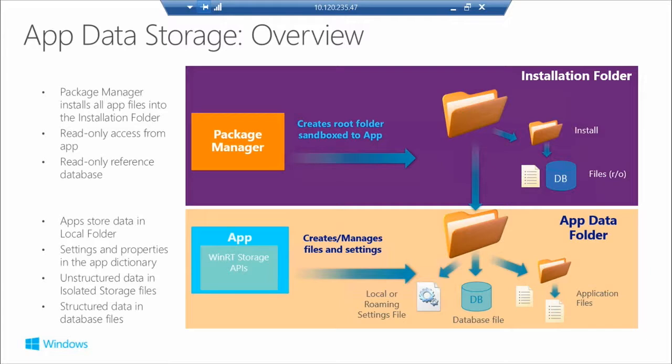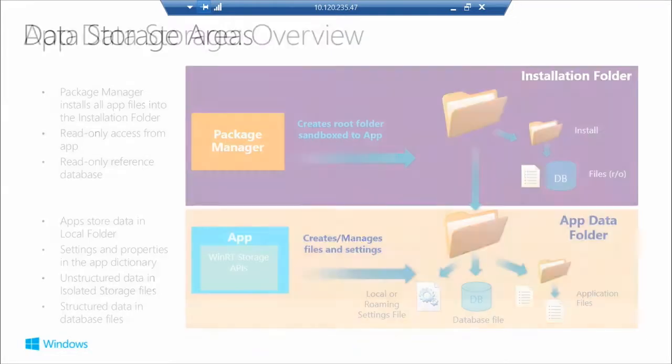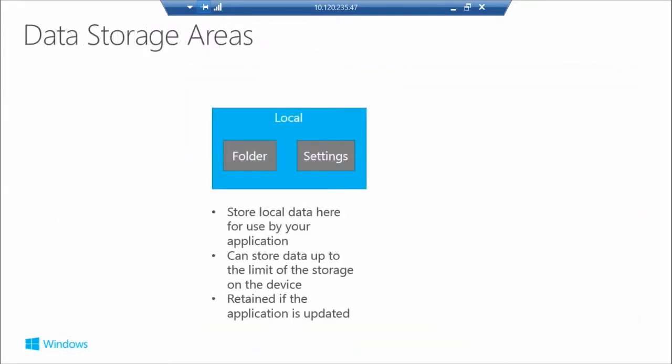More helpful for reading and writing are the application store data in the local folder. Here we can write settings and properties using the app dictionary. We can write unstructured data into isolated storage files, and we can write structured data into database files. So we have a bunch of data storage areas, and I'm going to do an overview of those.